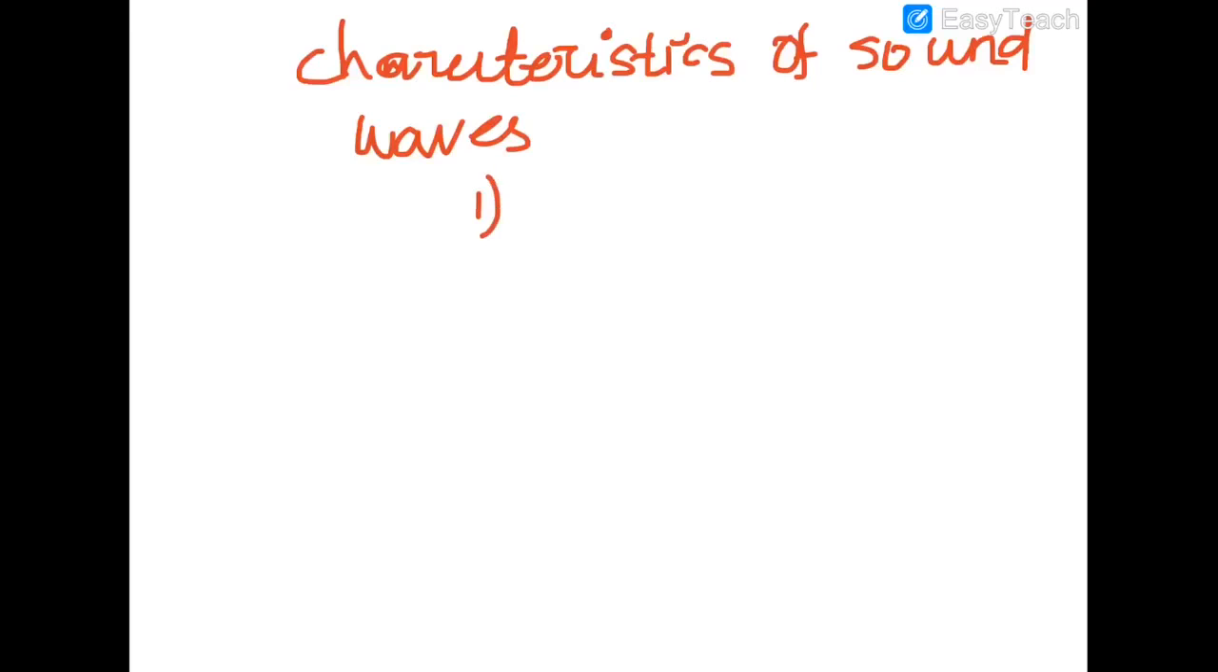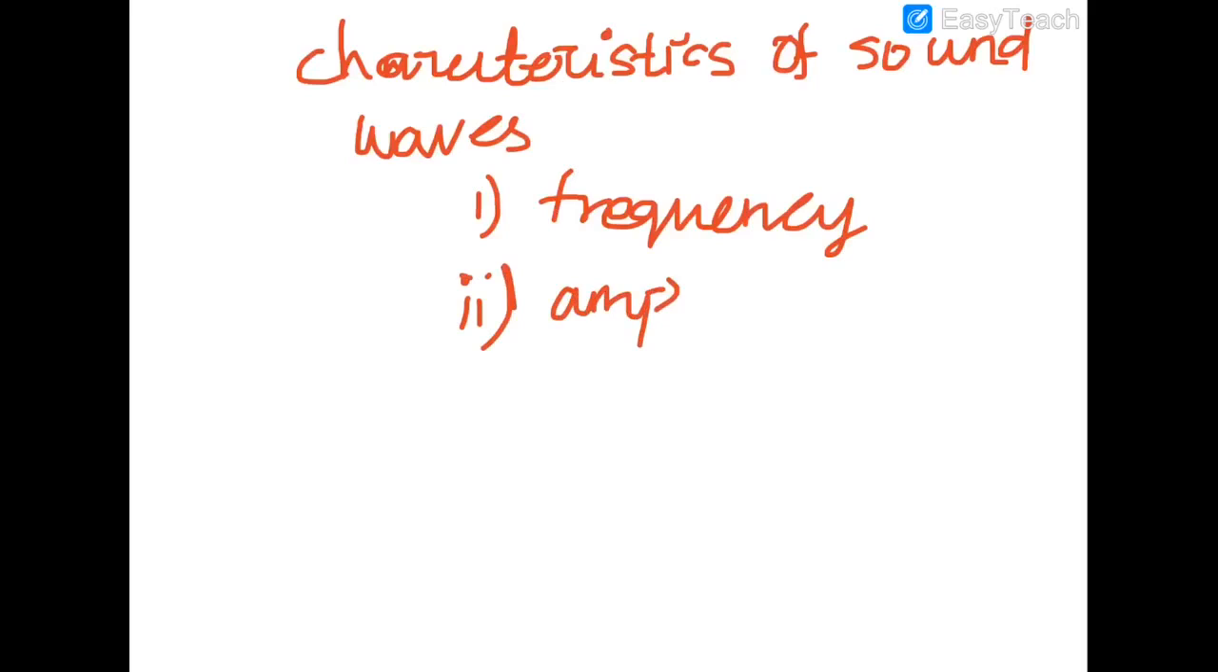The first one is called frequency. The frequency is very important, and the second thing they given is amplitude, and the third one is actually speed. So these three things I'm going to revise today, and we will see the further concepts.